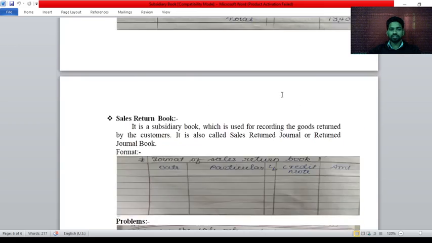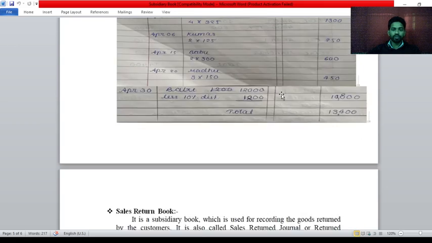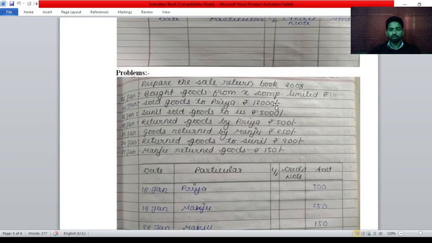As well as the sales book. I hope you will understand, and all of you note down these problems. So thank you.